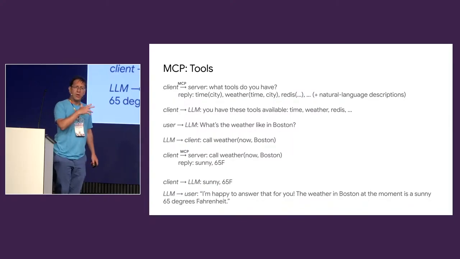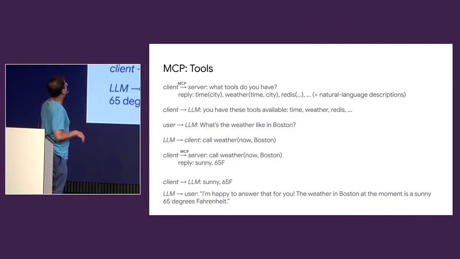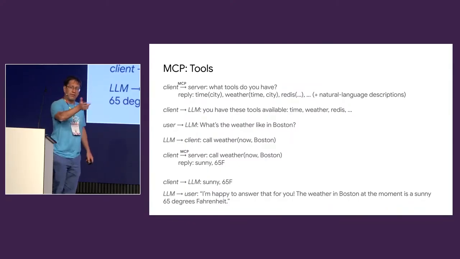And MCP also has the idea of the types of these arguments. And those types are expressed in a language-independent way using JSON schema, which I'll talk more about. And the client then reports the server's information to the LLM, so the LLM can use it.